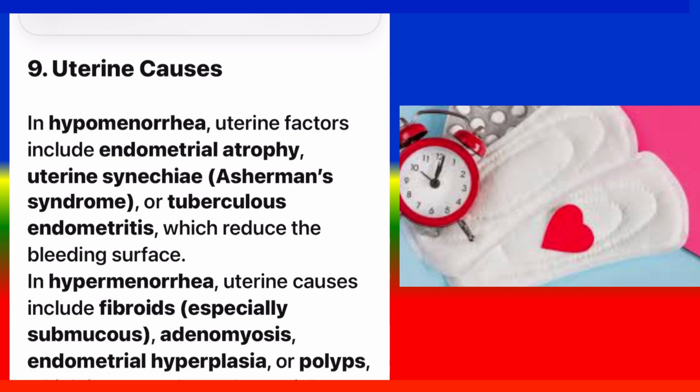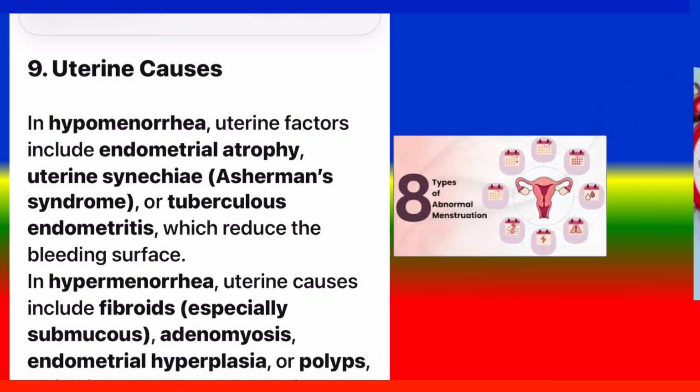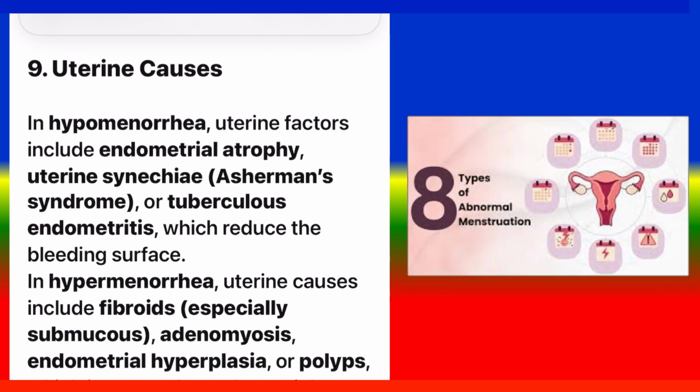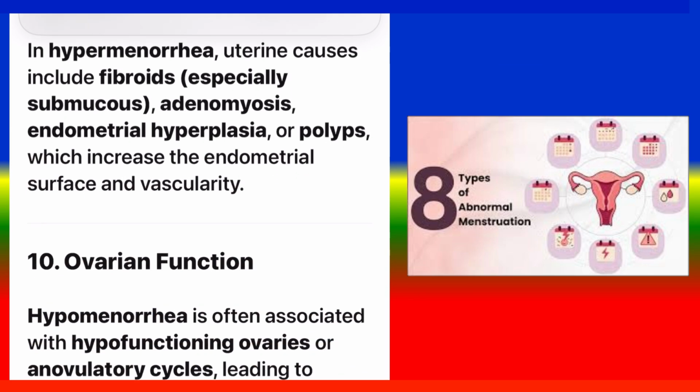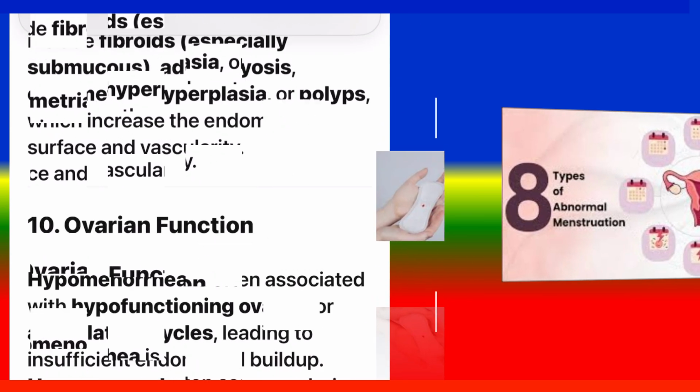9. Uterine causes. In hypomenorrhea, uterine factors include endometrial atrophy, uterine synechiae, Asherman's syndrome, or tuberculous endometritis, which reduce the bleeding surface. In hypermenorrhea, uterine causes include fibroids, especially submucous, adenomyosis, endometrial hyperplasia, or polyps, which increase the endometrial surface and vascularity.